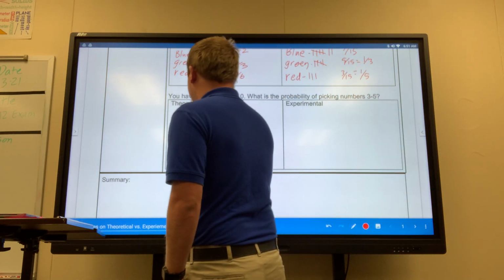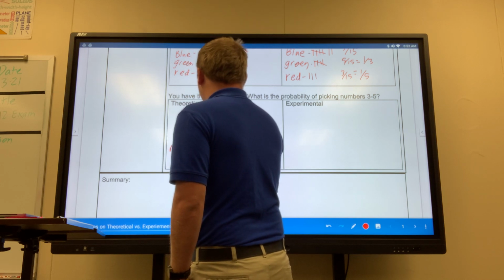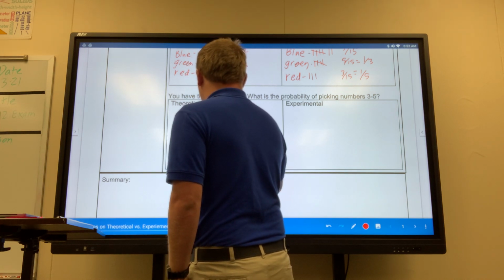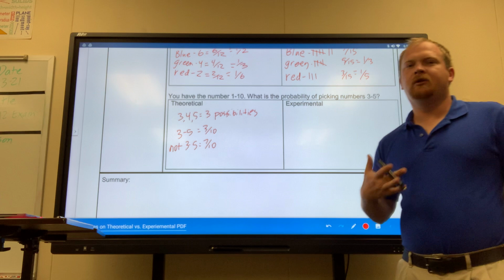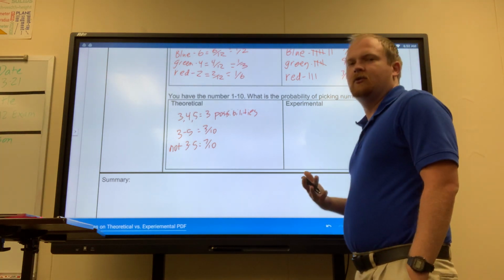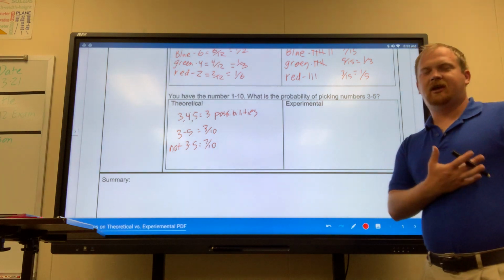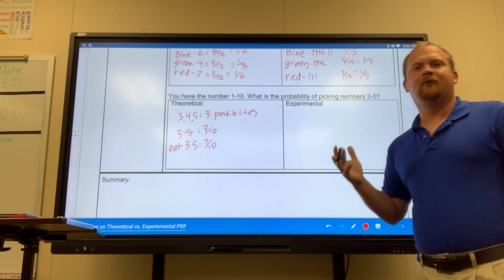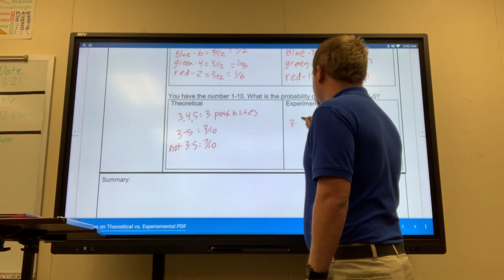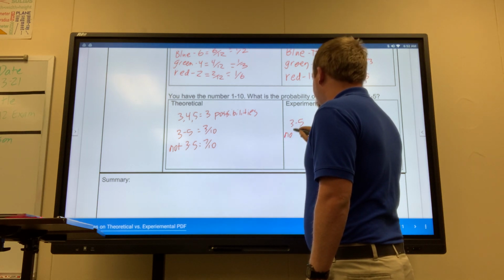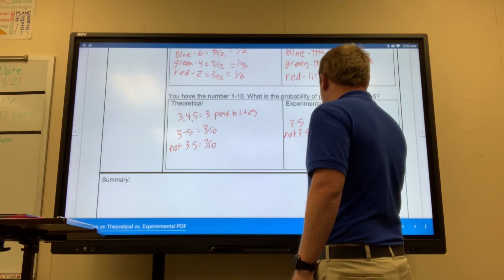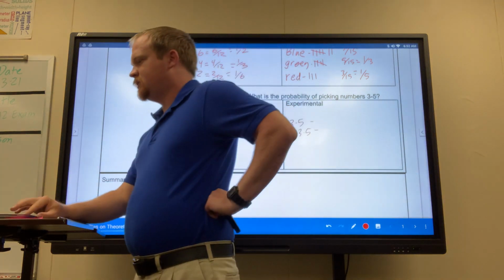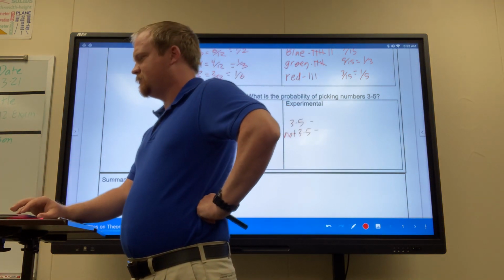So for 3 through 5 and not 3 through 5, there's a 3 out of 10 chance, 7 out of 10 chance. Okay, so what I want to be able to do is see the chances of picking 3, 4, or 5, because any other number doesn't matter. I want to get 3, 4, and 5. So again, if I do the experiment, what are my chances? I'm going to do this about 10 times.